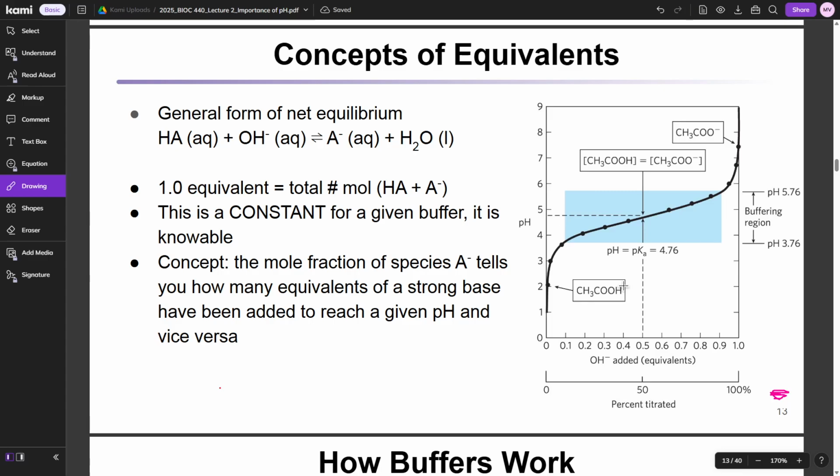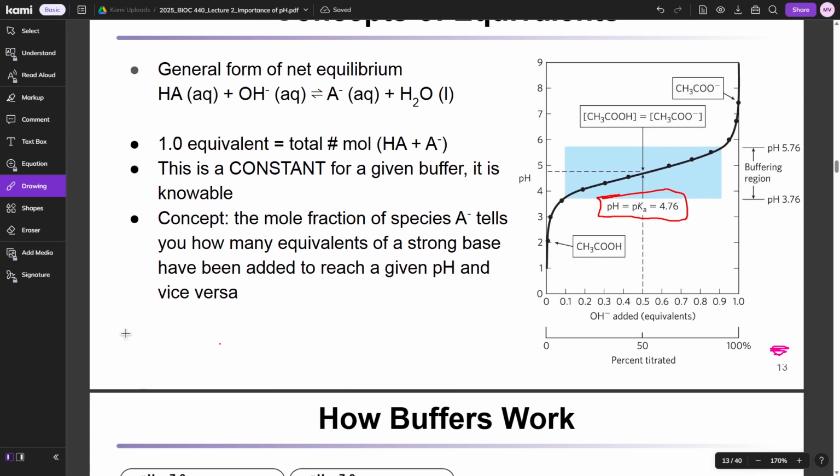So the first thing we should talk about is what is the midpoint? Easy enough. The midpoint is the pKa. So if you have an amino acid, for example, whatever the pKa of that amino acid is will be the midpoint of the titration curve. And the midpoint is this. For this example here, the midpoint is 4.76.